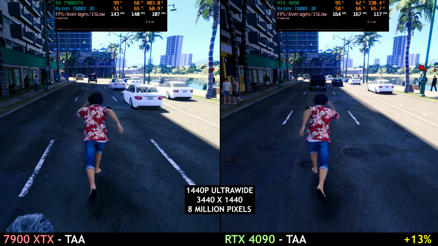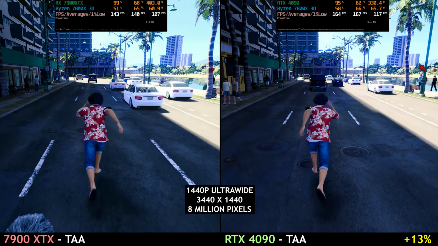And right now we're comparing native resolution 3440 by 1440, which is 1440p ultra wide, that is 8 million pixels. And in this particular scenario, the 4090 has a 13% advantage, but it's also CPU bound. And one of the selling points of frame generation was that you can use it to gain more FPS if you're CPU bound. Alright, so let's begin with the 7900 XTX.